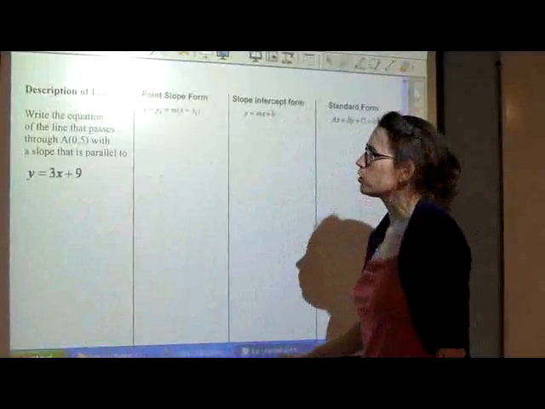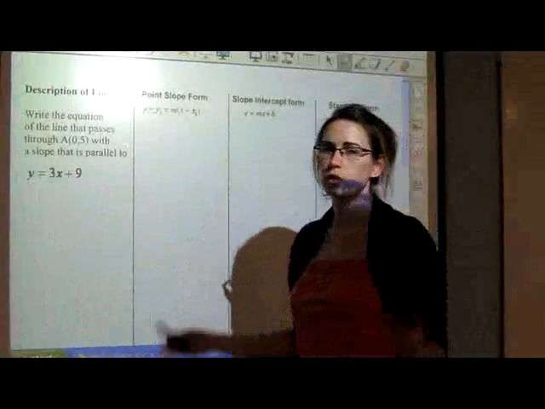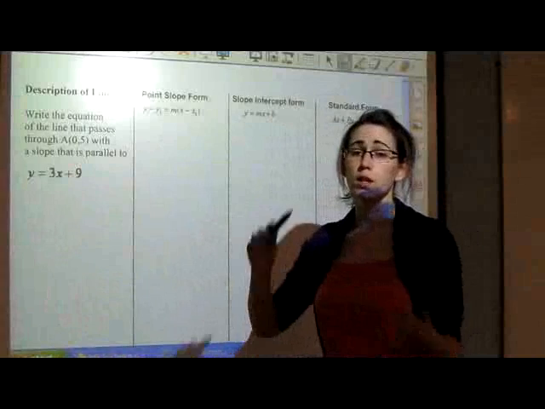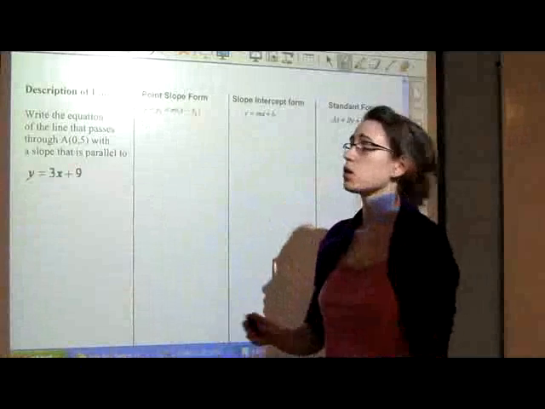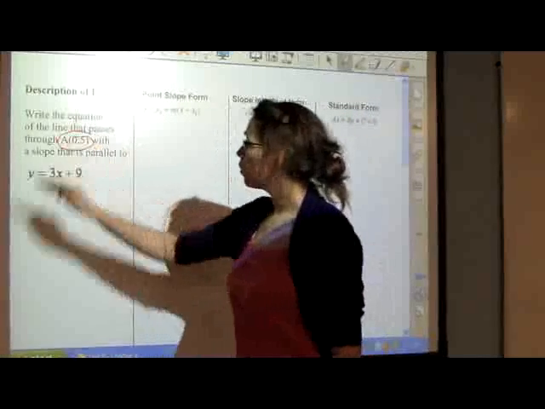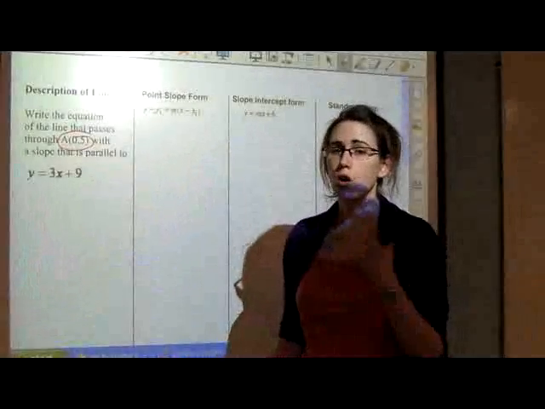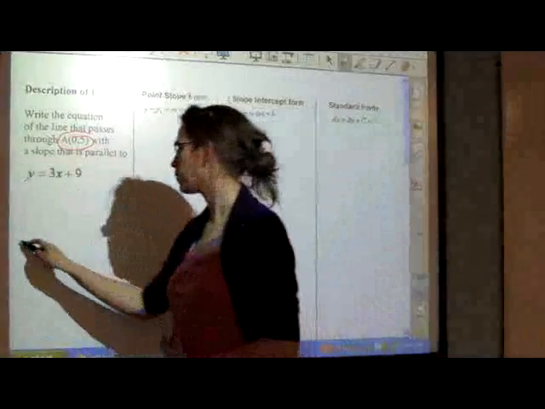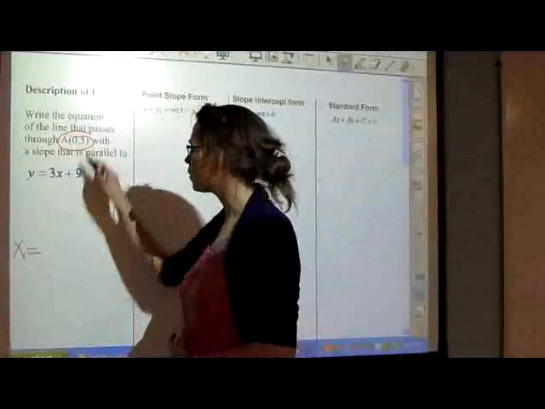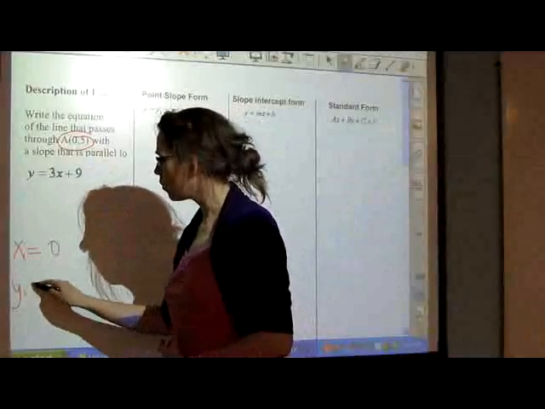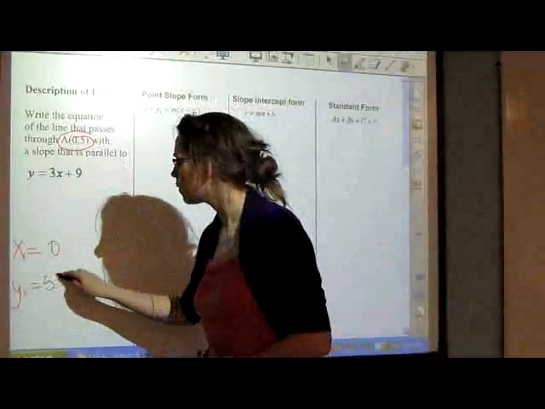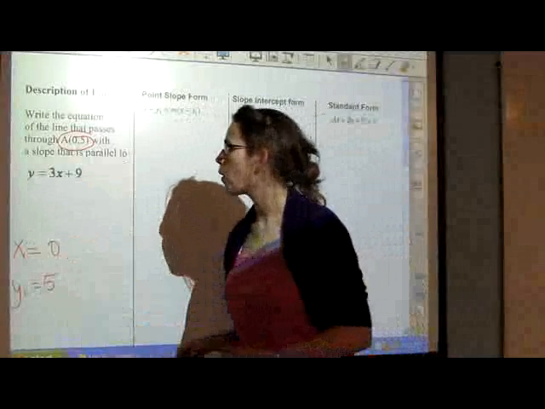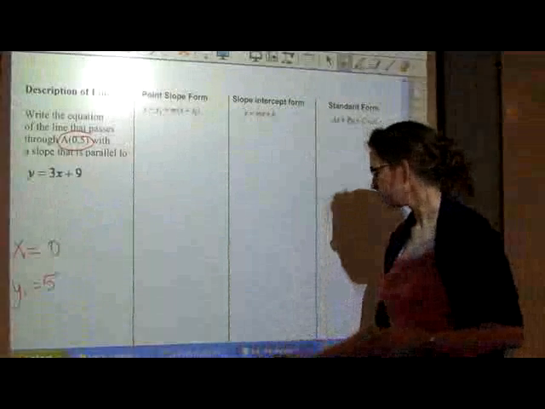So the first thing that we should do is, remember when we're writing equations of lines, we need two pieces of info. We need the slope of that line, and we need a point that's on our line. So we know that the point (0, 5) is on the line that we want. That means the x value of that point is 0, and the y value of that point is 5. So x1 equals 0, y1 equals 5.